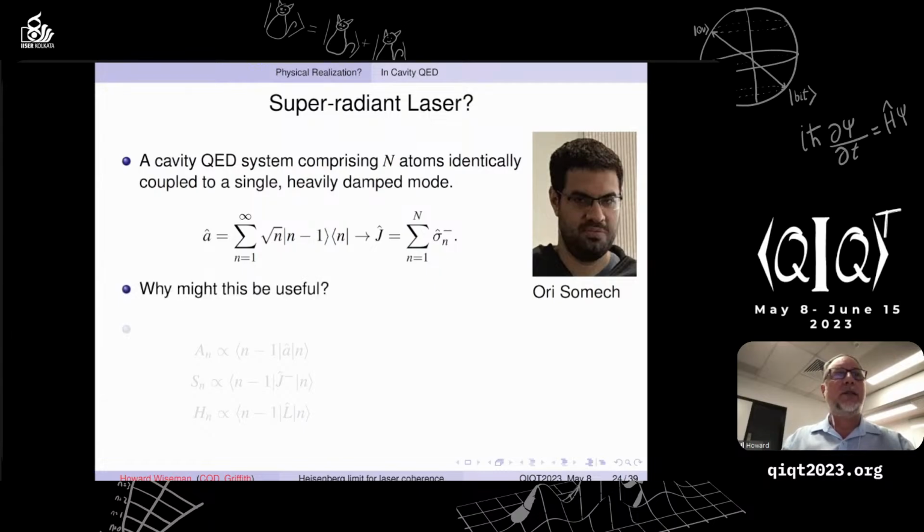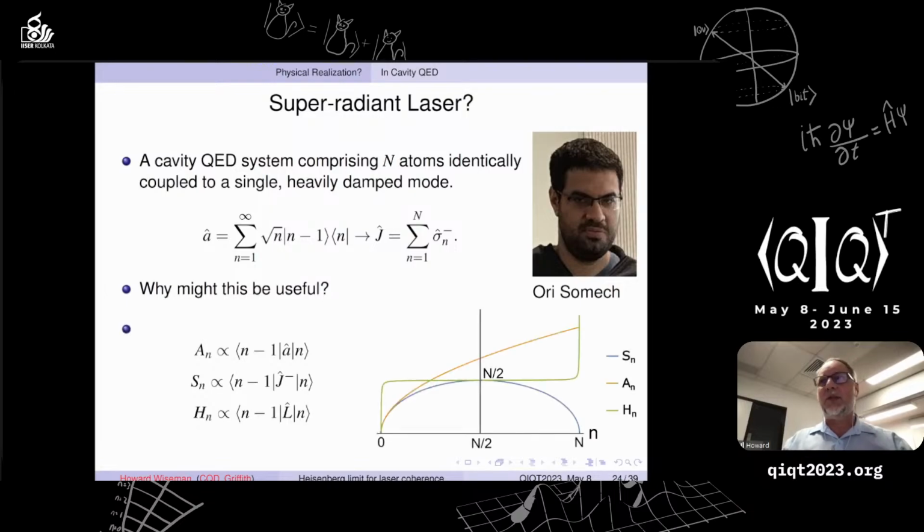Well, that's the question. Why might this be useful? This graph is meant to explain why. So I'm plotting three things here. This A of N is the coefficients for the standard annihilation operator for a harmonic oscillator, and that's this yellow curve here, plotted with little n going from 0 up to some maximum. But this is just a parabolic shape here.